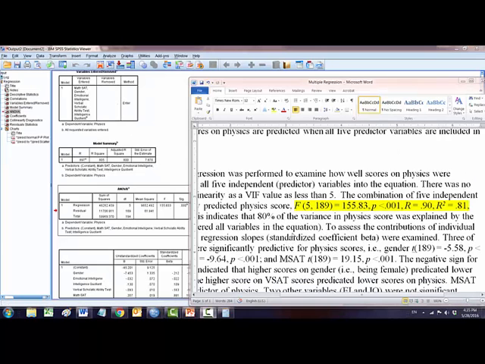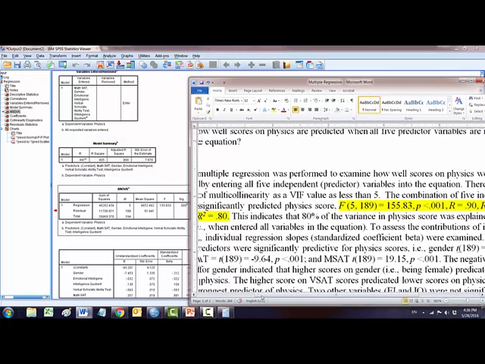This is important, how to bring the model summary and the ANOVA into your report. So the F value is coming from here. The degrees of freedom 5 and 189, and 155.83. That's from here. Now the p-value is just 0.000. That means less than 0.001. R and R square come from the model summary. R and R square, adjusted R square are also there, if you look at the earlier part.